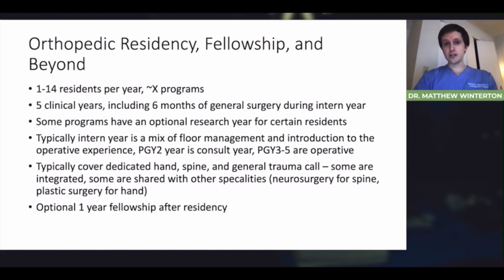You can do what I did, orthopedic surgery, which is 5 years, and a 1-year hand surgery fellowship. That's the fastest way to get there. You can do plastic surgery, which tends to be about 6 years, sometimes 7, depending on the program, because they usually have a research component integrated into the plastic surgery residency program, and then followed by a 1-year hand fellowship.